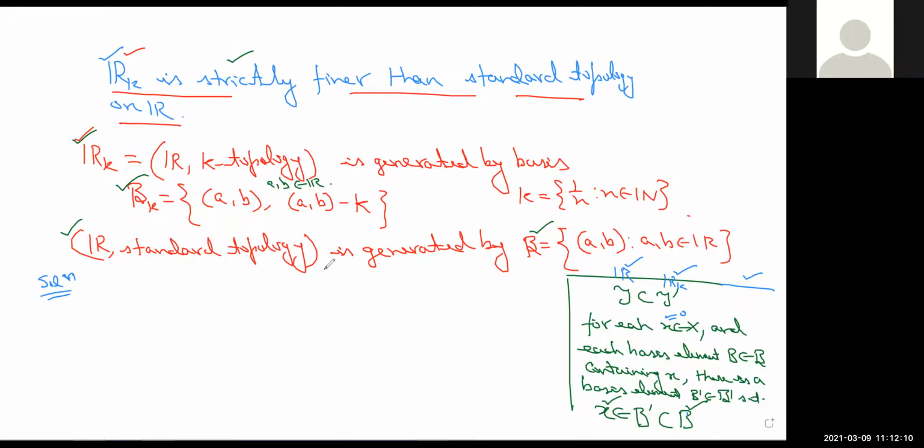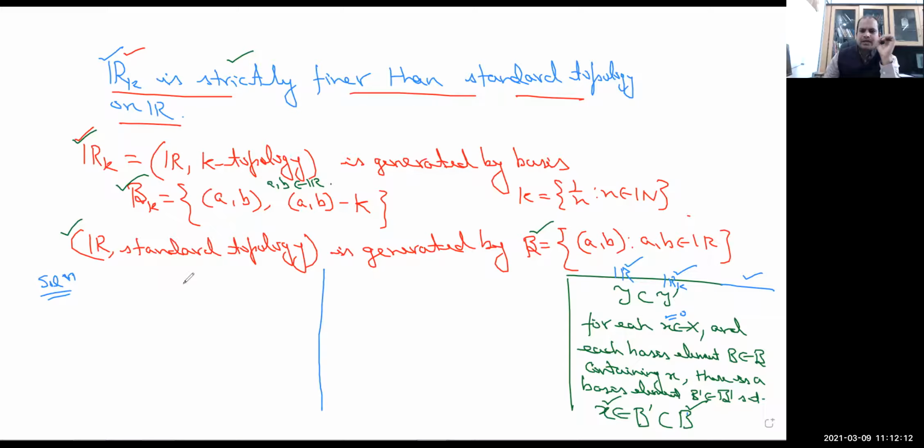Okay, let me divide it into two parts. Let us start step by step. I need to prove, let us do both sides. On one side, we will check that the K topology on R is strictly finer than the standard topology. And on the other side, I need to show that the standard topology is not strictly finer than the K topology.